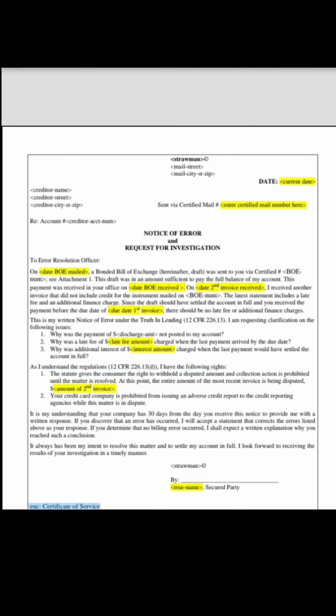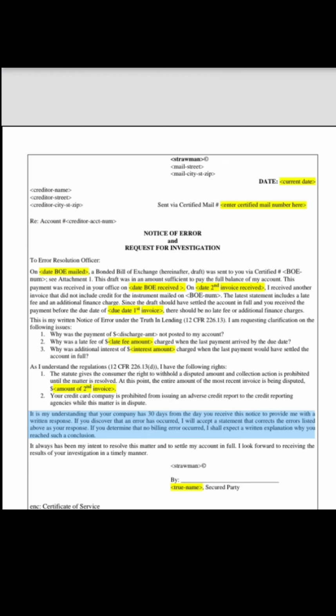Enclosure: Certificate of Service. Date: <current date>. The statute gives the consumer the right to withhold a disputed amount and collection action is prohibited until the matter is resolved. To this point, the entire amount of the most recent invoice is being disputed: $<amount of 2nd invoice>. Your credit card company is prohibited from issuing an adverse credit report to the credit reporting agencies while this matter is in dispute. It is my understanding that your company has 30 days from the day you receive this notice to provide me with a written response.